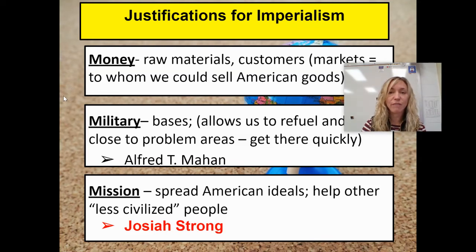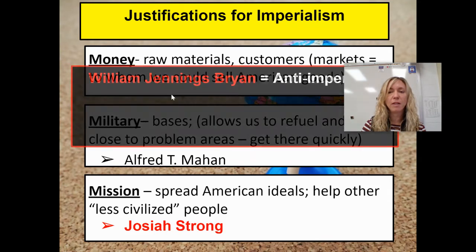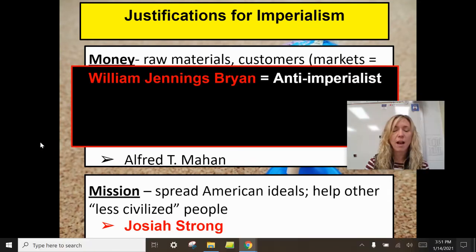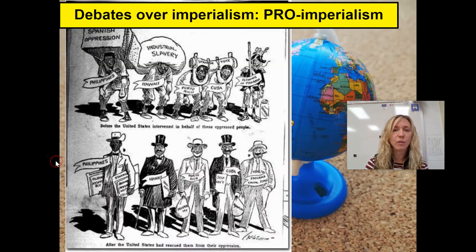Not everyone is going to be in favor of this. An outspoken anti-imperialist, of course, will be William Jennings Bryan. Remember, the same guy who represented the Populists in 1896. He runs again for the presidency in 1900 and again loses, this time to incumbent President McKinley. But he was an outspoken anti-imperialist. So not everyone was in favor of it.